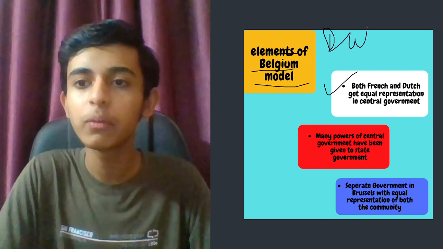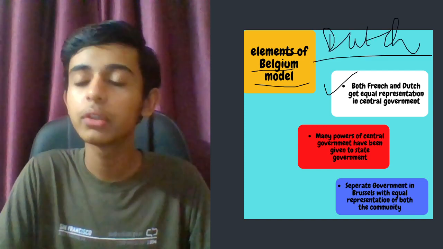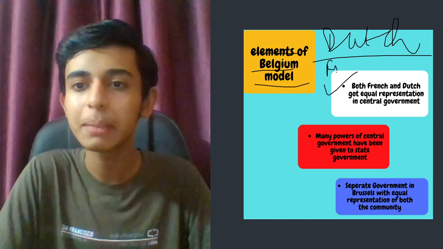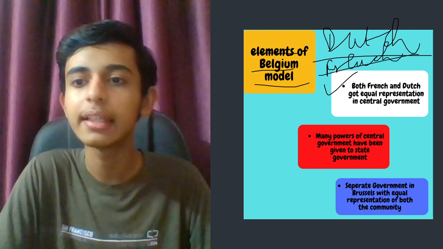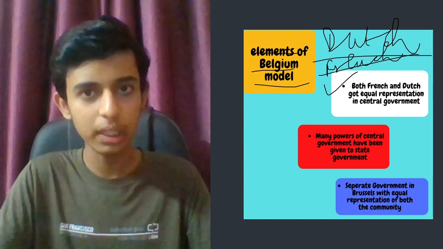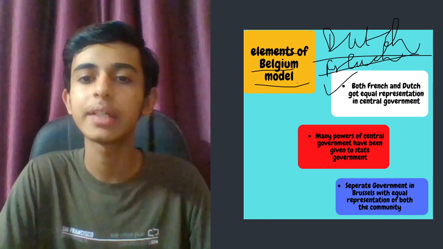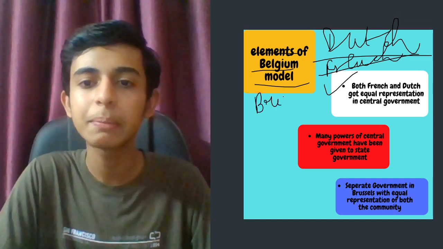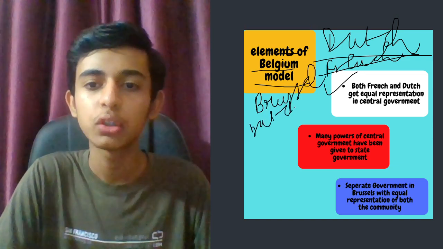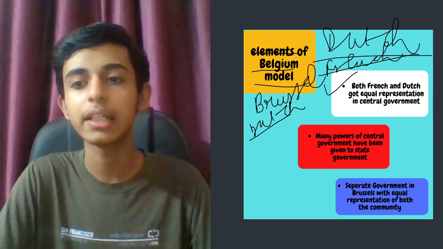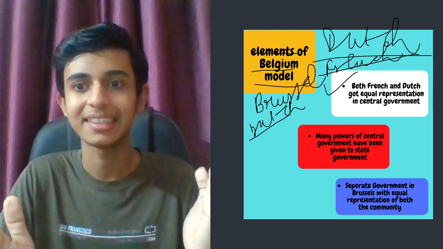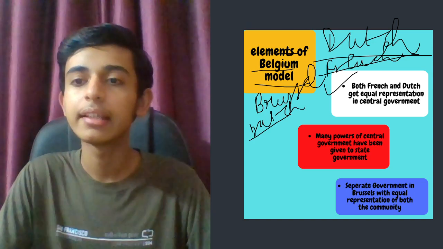See, the Dutch people, although in the whole of Belgium they were more in number, also gave the French people the opportunity to represent in the central government. So the French people said, okay, if you are allowing us, we will also allow you in Brussels. So in Brussels, French people became kind and allowed the Dutch people to be there in equal representation in the government. In this manner, everything got balanced. This was the first point.